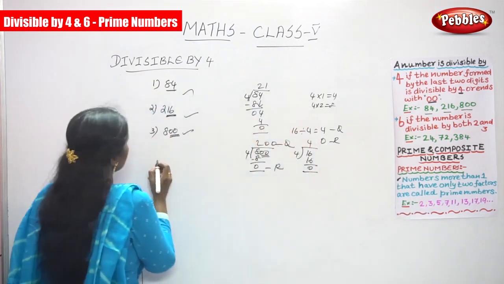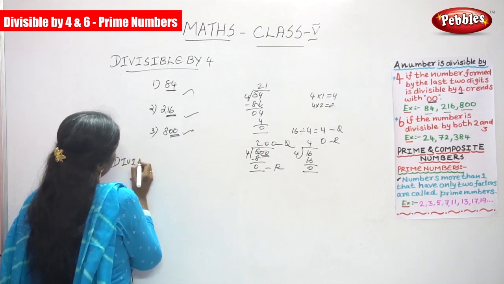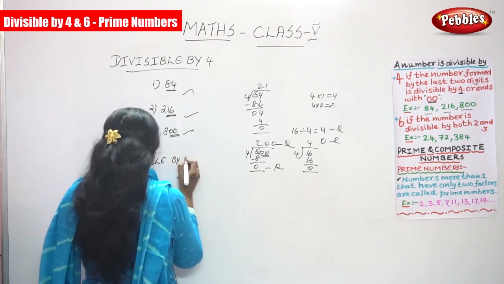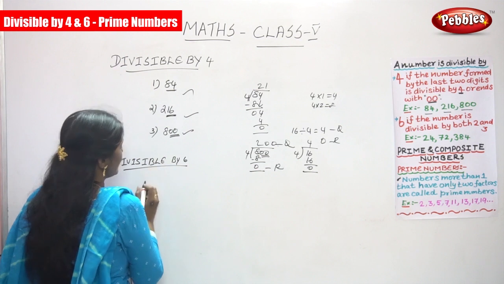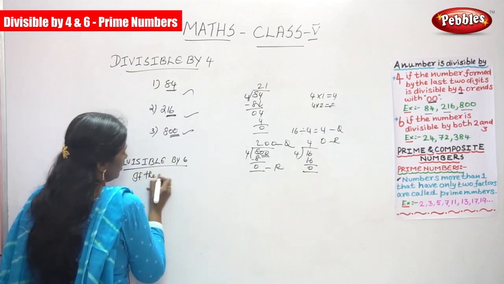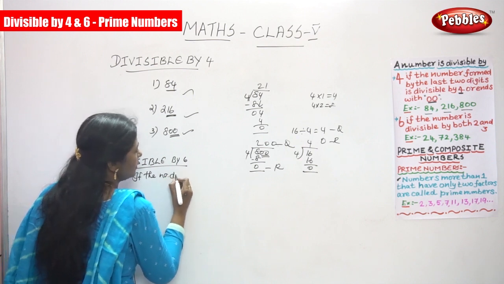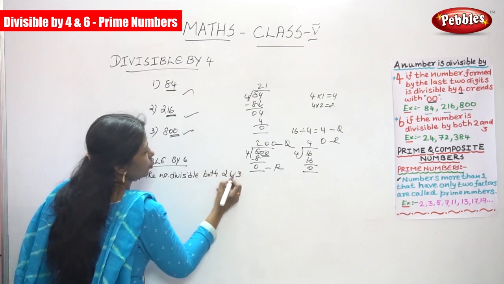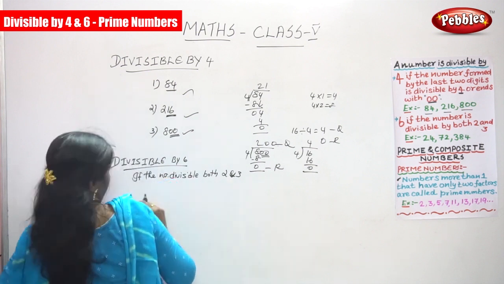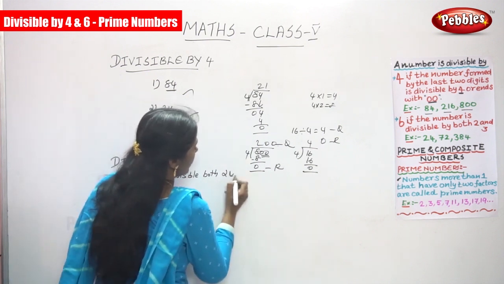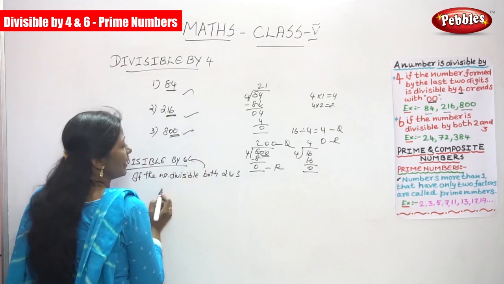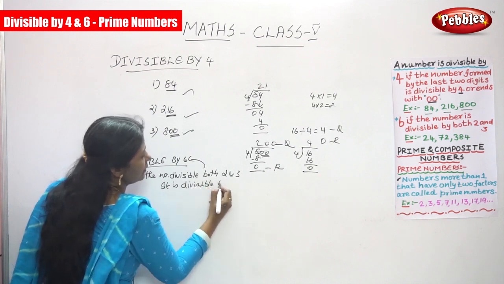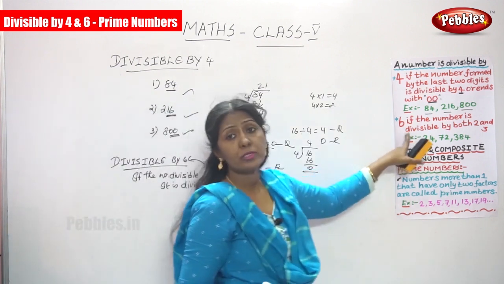Okay, next is divisible by 6. The rule is, if the number is divisible by both 2 and 3, automatically it is divisible by 6. That is the rule that is going to be satisfied.